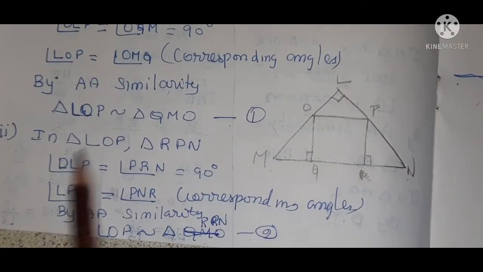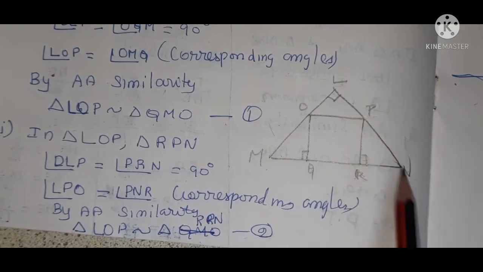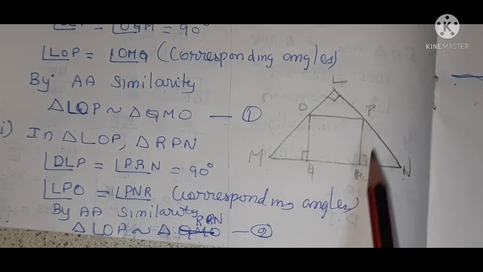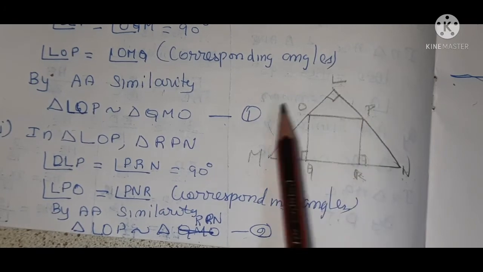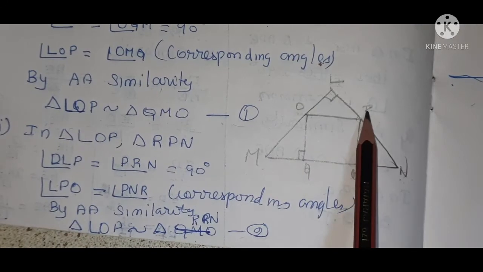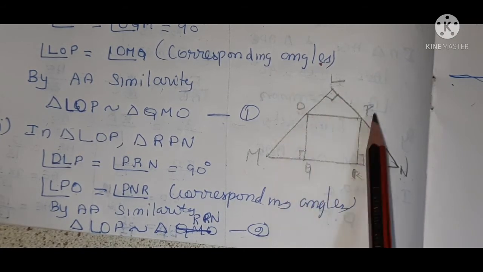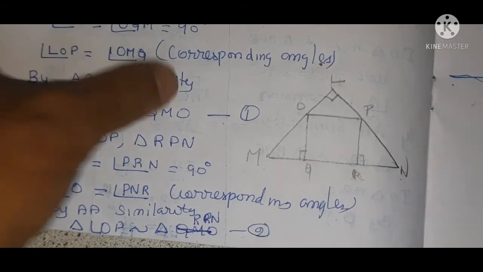Second one, in triangle LOP and triangle RPN, angle OLP is equal to angle PRN, which is 90 degrees. Angle LPO is equal to angle PNR, corresponding angles. By AA similarity, triangle LOP is similar to triangle RPN, taken as 2.